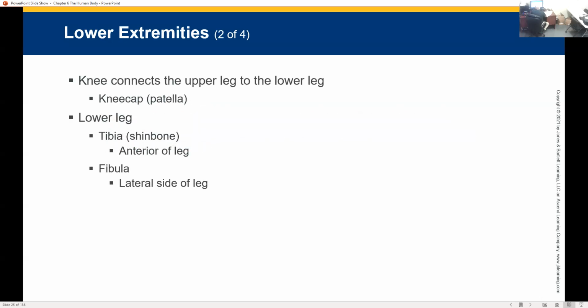All right, then you have the kneecap, the patella. In the lower leg, you've got the tibia, which is the shin bone, kind of in the front. And then you've got the fibula, which is on the lateral side, or kind of in the back. Again, these are very similar to the radius and ulna. They allow you to twist your lower leg or your ankle.